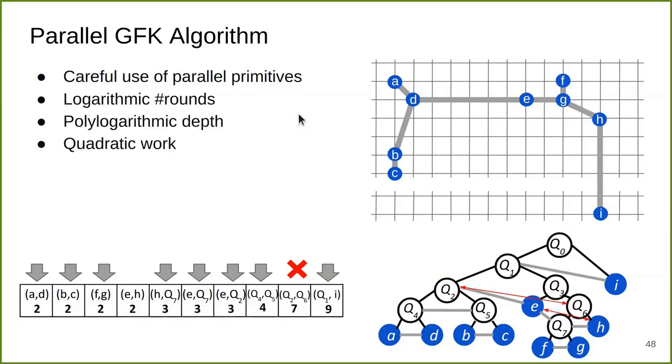For our parallel GFK algorithm, we make careful use of parallel primitives, and we do some tricks to make sure the algorithm only has a logarithmic number of rounds. This leads to polylogarithmic depth, and it also has quadratic work.